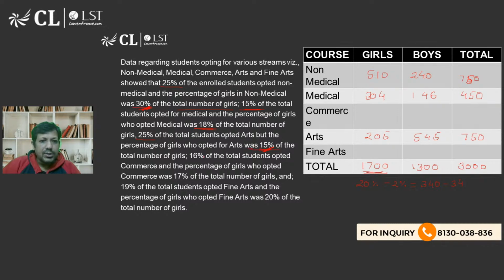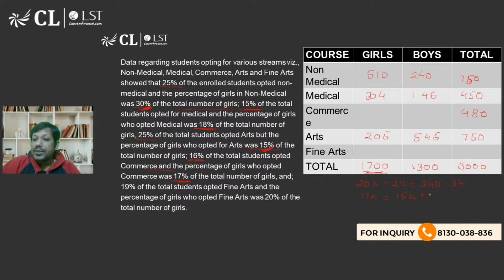So this is used. Now 16% of total students opted for commerce. So basically, how to calculate 16%? I can say that 15% is 450 and 1% is 30. So 16% is going to be 480, and they opted for commerce. And the percentage of girls who opted for commerce was 17%. So 15% of the girls is 205. So 17% of the girls is going to be 15% plus 2%.